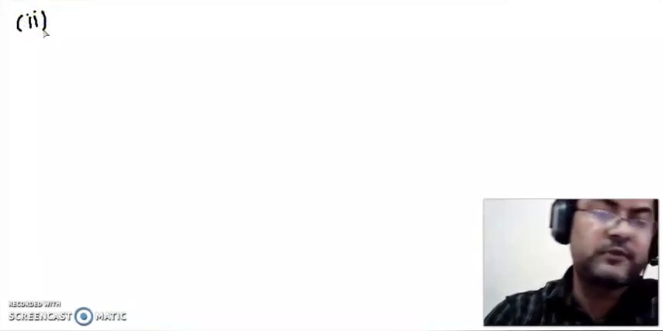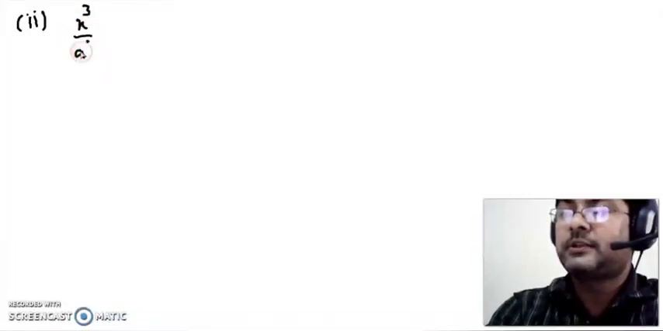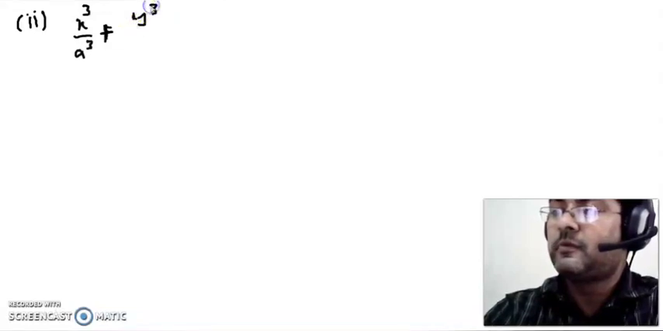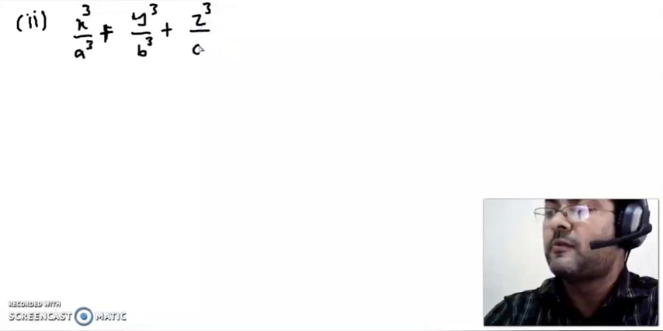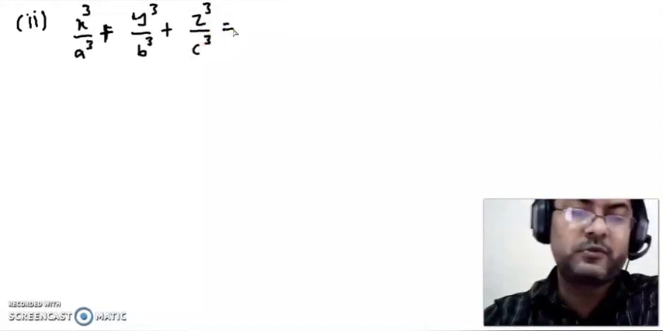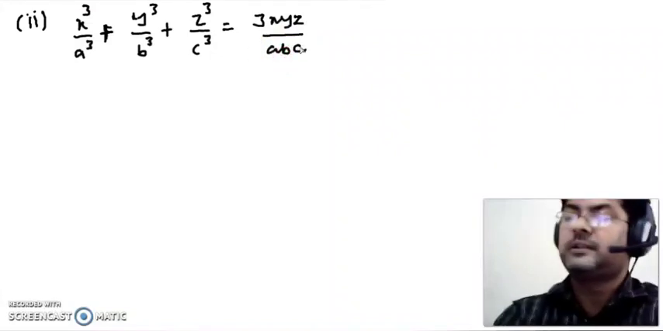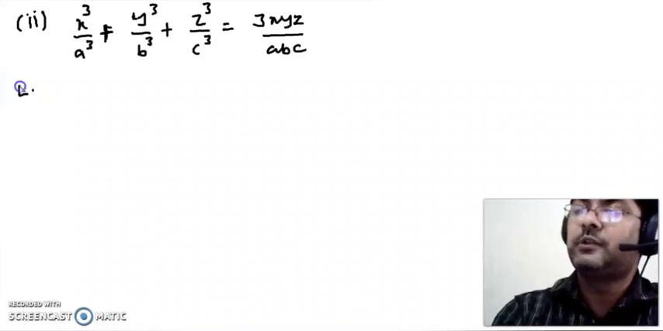Second part of question number 14: x cube by a cube plus y cube by b cube plus z cube by c cube is equal to 3xyz upon ABC. Now take the left hand side, LHS, and put in the values.